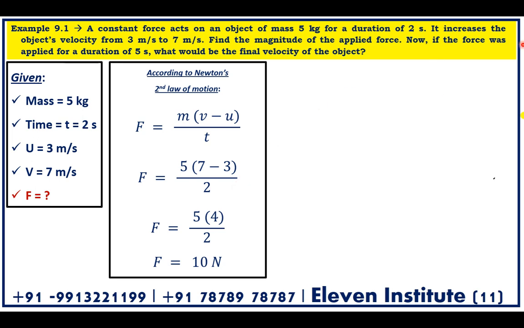Now if the force was applied for a duration of 5 seconds, see we are changing the time. Here the force was applied for 2 seconds. Now we are saying that we will apply force for 5 seconds. What would be the final velocity of the object?